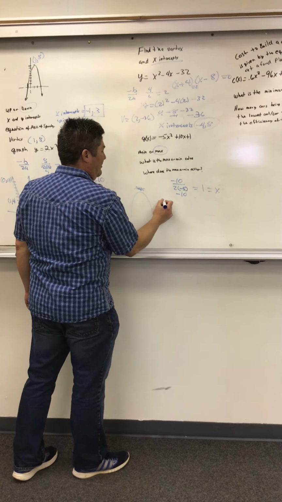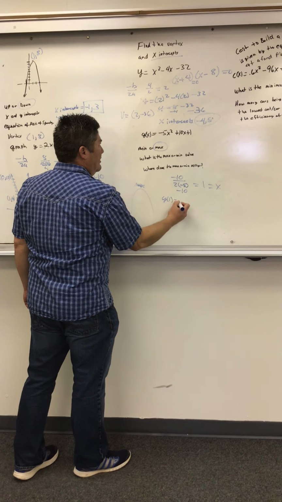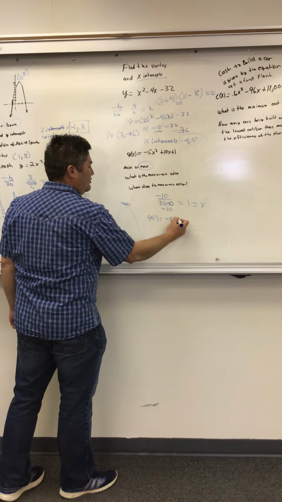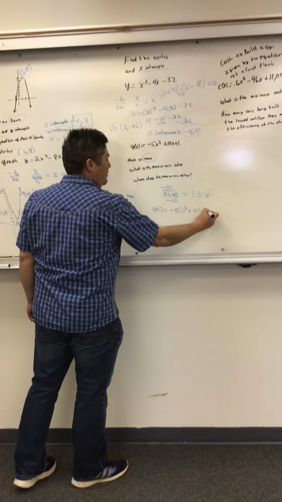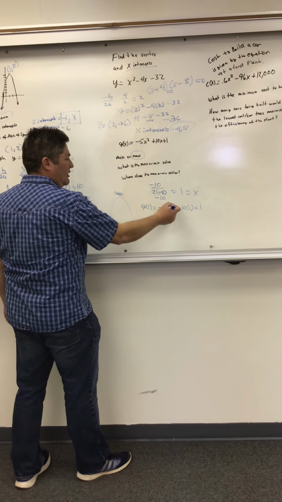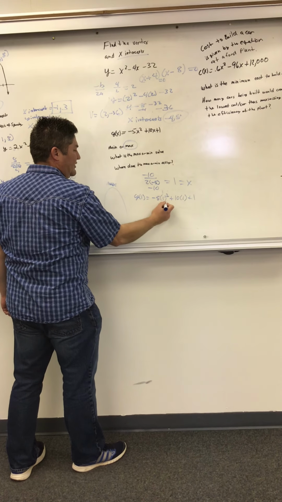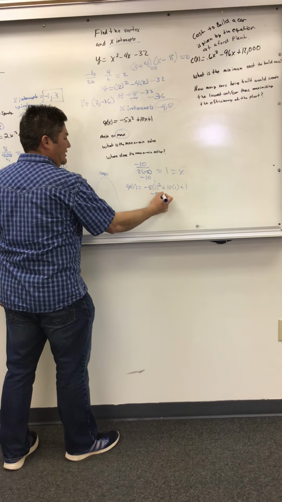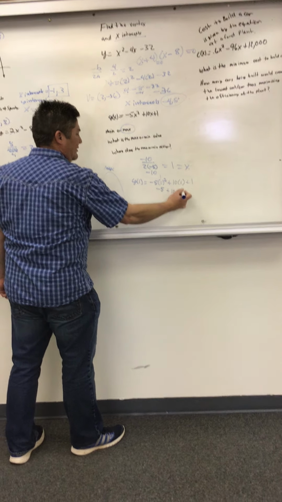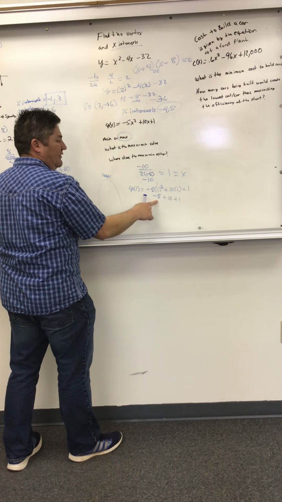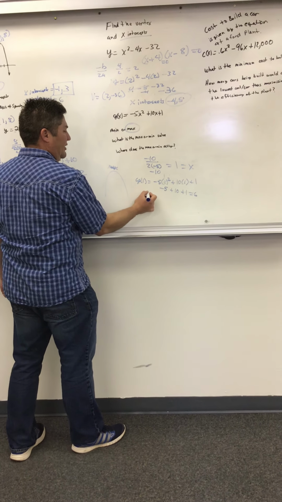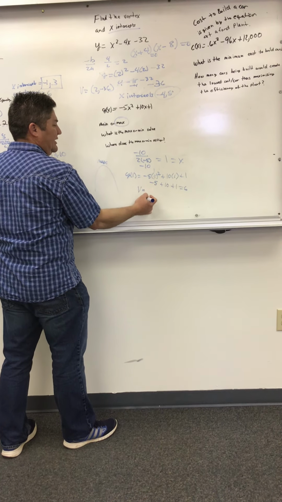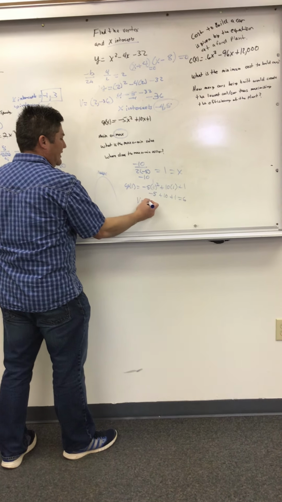So I'm going to say, all right, I want g of 1, which equals negative 5 times 1 squared plus 10 times 1 plus 1. All right, 1 squared is 1. 1 times negative 5 is negative 5. 1 times 10 is 10. Plus 1. 10 minus 5 is 5. Plus 1 is 6. So what's my vertex point? So your vertex is 1. That's the x value.